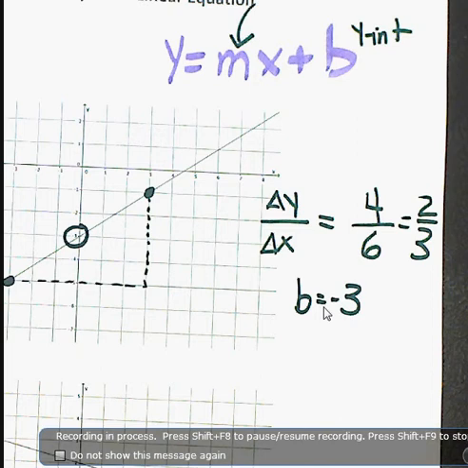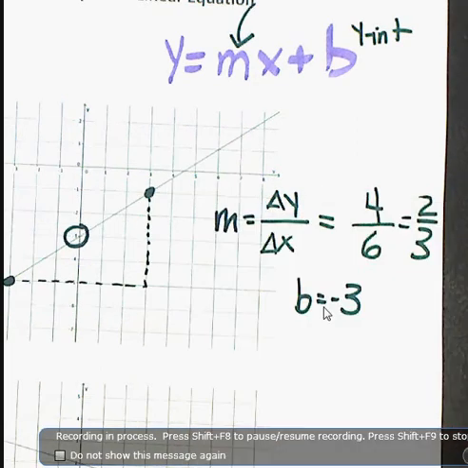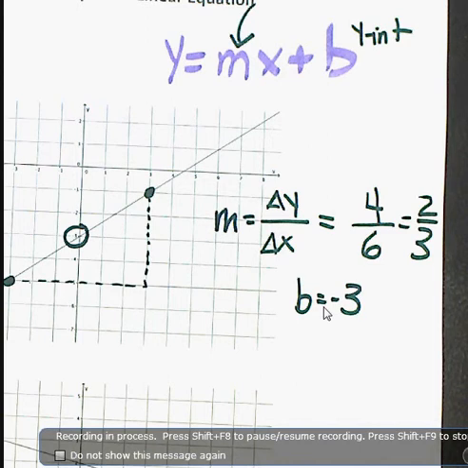So look at what I found out. I looked at the line, and I found out that m, which is how y changes over how x changes, turned out to be 2/3, and my b turned out to be -3. Can I write the equation of this line now?